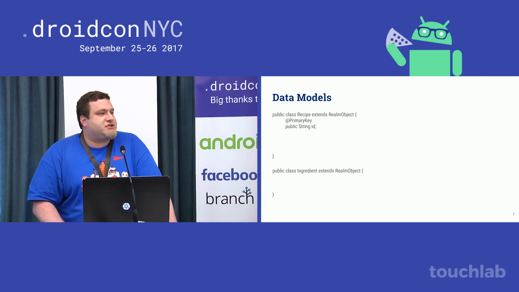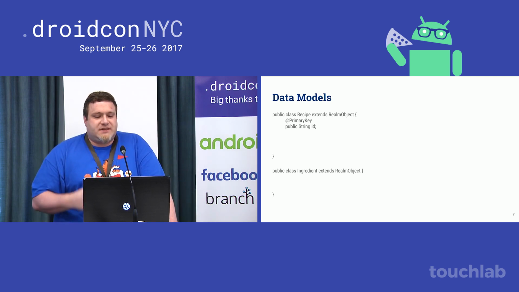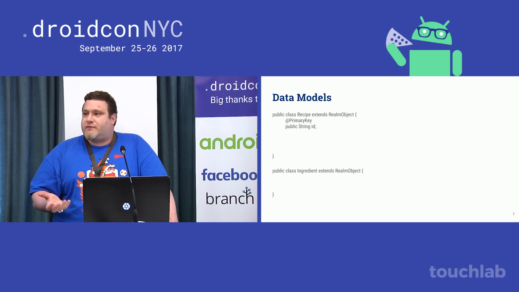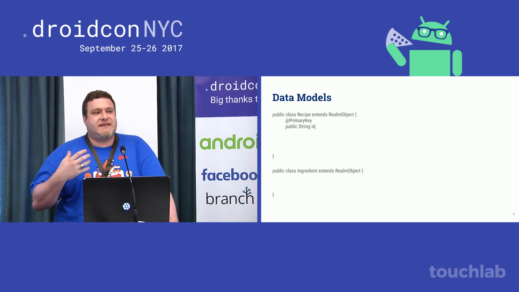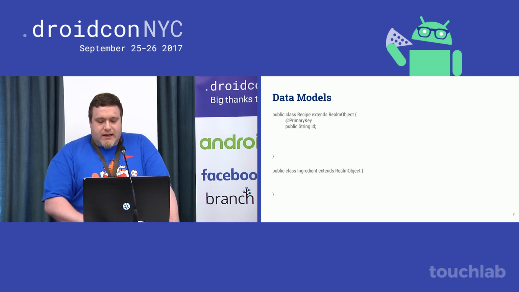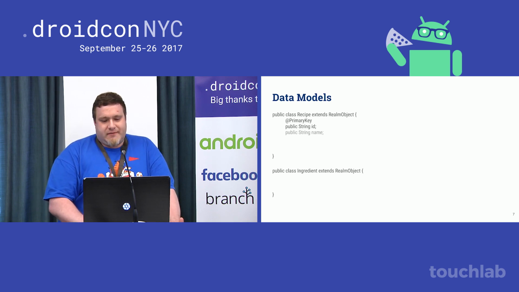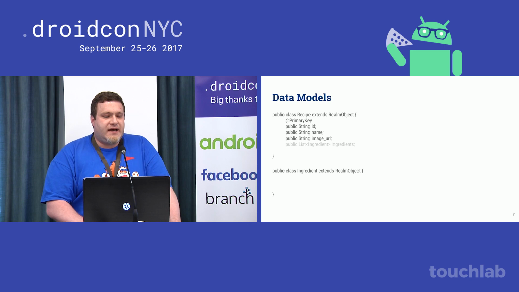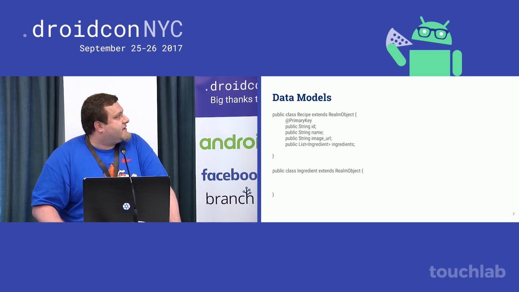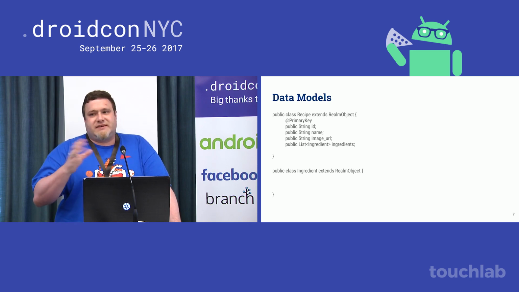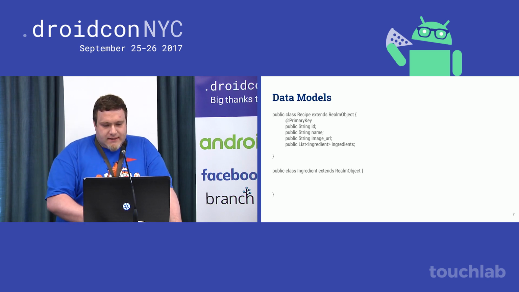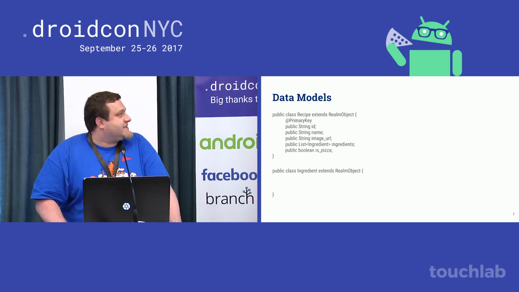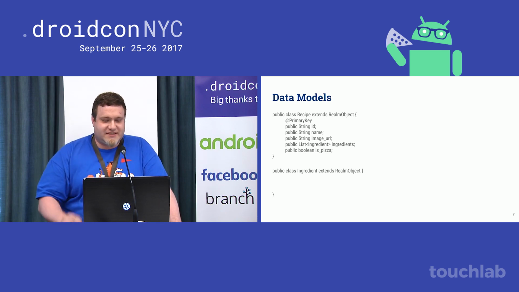You'll note that this has an annotation @PrimaryKey, and that's what declares this field as the primary key for that table. That allows you to do insert or create. It also automatically creates an index for you on that field. We also have a name, an image URL, and then a list of ingredients. This is a list of Realm ingredients, right? Ingredient is another Realm object that we'll define in just a second. And we have, of course, the most important flag of all for any recipe: isPizza, right? That's all you really need to know.